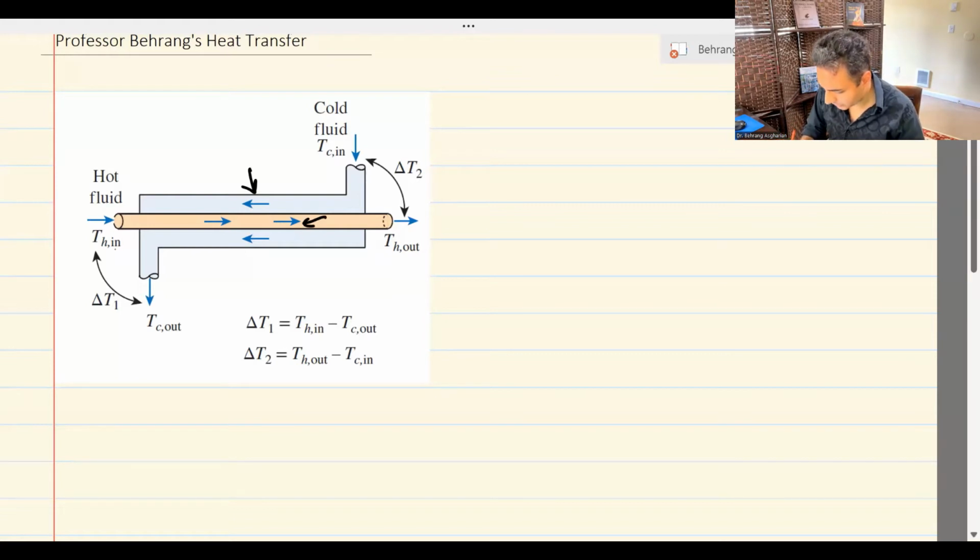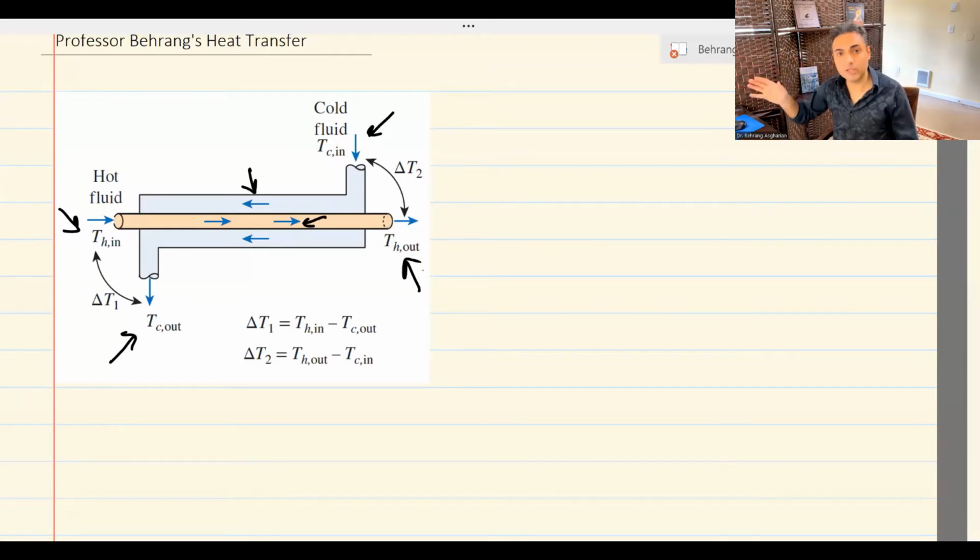Another indication is that T hot in is on the left side, but T cold in is on the right side. On the other hand, we have T cold out on the left side and T hot out on the right side. They are not on the same side. If the inlets of both hot and cold are on the same side, that is parallel flow. If the inlet of the cold fluid is on the right side and the inlet of the hot fluid is on the left side, then that is counterflow.